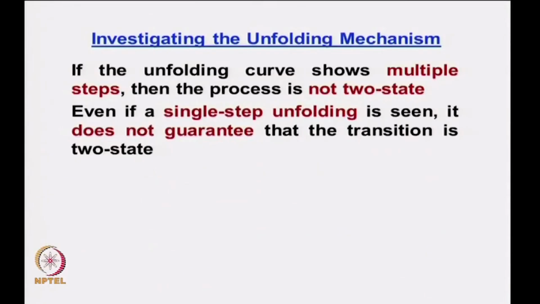Now, even if a single step unfolding is seen, it does not guarantee that the transition is two-state. That is what we just discussed. You might be having these intermediates which have very low concentrations or very transient existences, they do not contribute that much to your signal, you will not be able to detect them, but that does not mean that they are not there. They are there, hence it is not strictly a two-state.